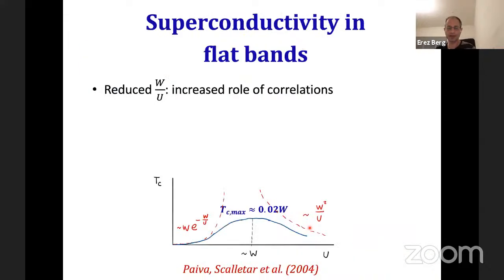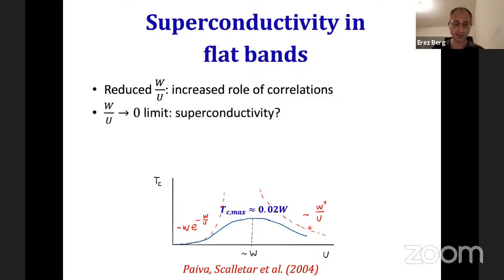So the question here is what happens if we use the tunability that these kinds of systems provide us, and for a given interaction strength we really try to reduce the bandwidth. Clearly we're going to enhance the role of correlations. In particular, you can ask, suppose we tune the bandwidth all the way to 0, the extreme flat band limit, while fixing the interaction strength.